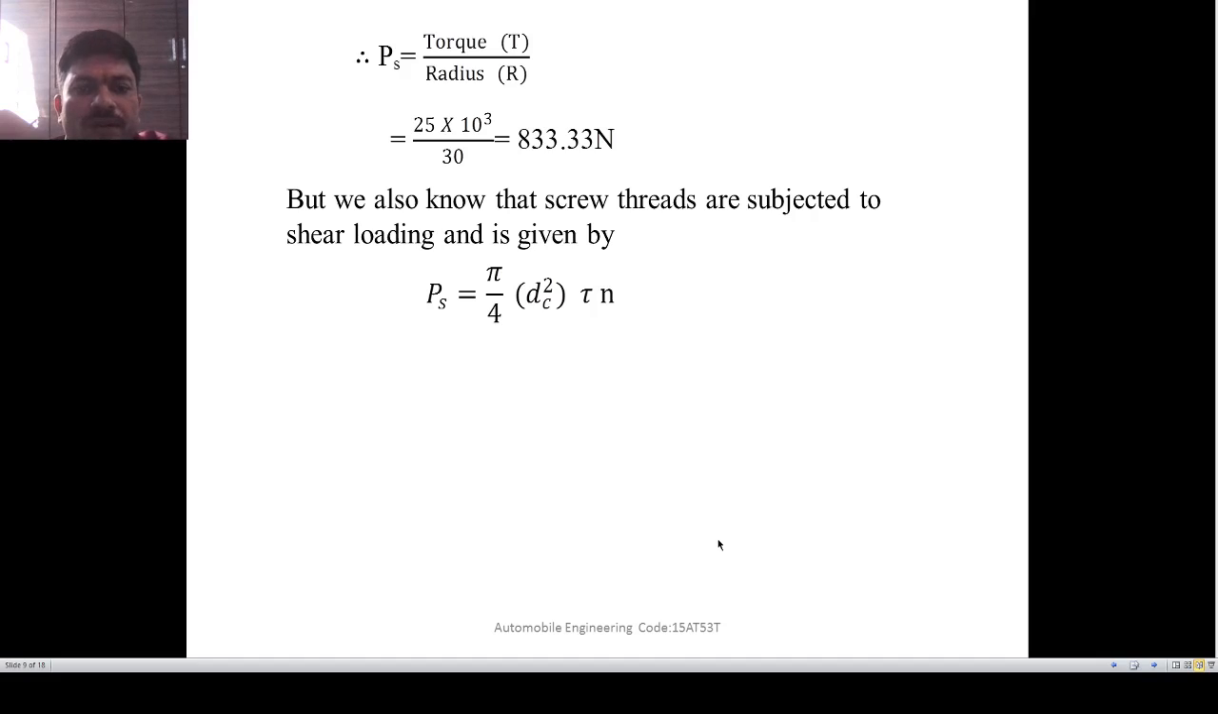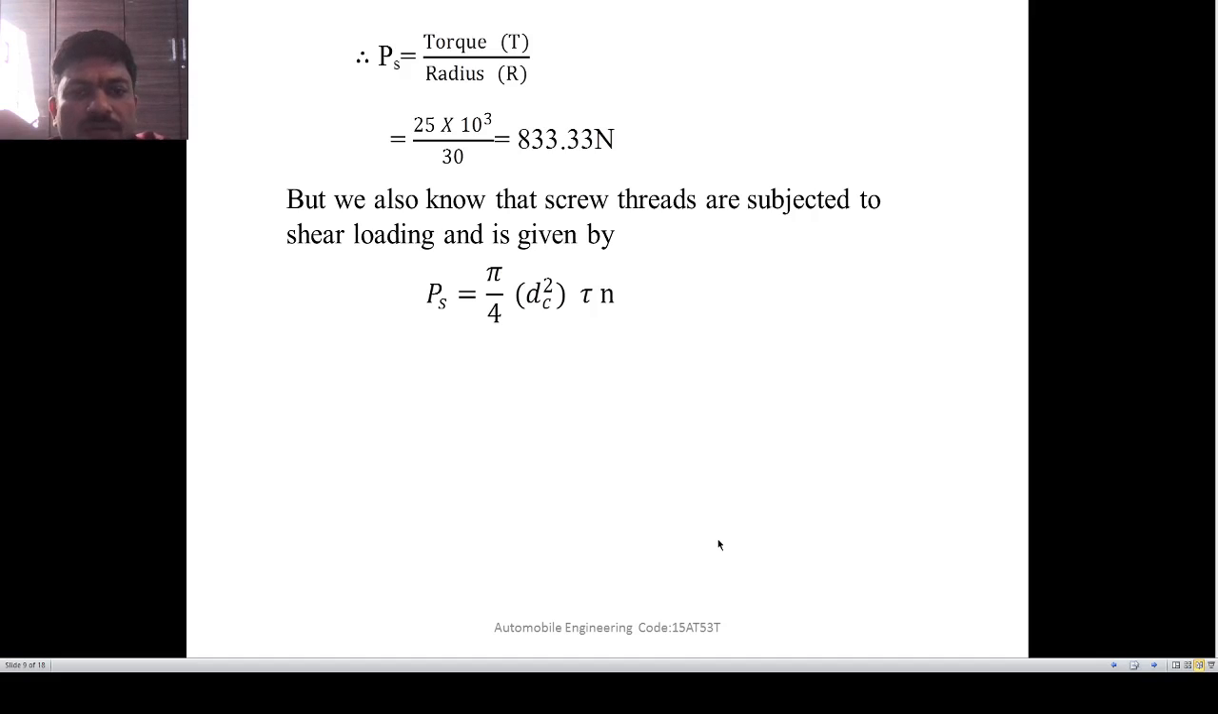So now you substitute the value. Here we have already found the value of the shear load, and tau and the number of bolts are already known, but you have to find out dc square. Substituting the value, PS is equal to 833.33 Newton and pi by 4 dc square as it is, tau is already given and n is the number of bolts. Just rearrange the terms for dc square.